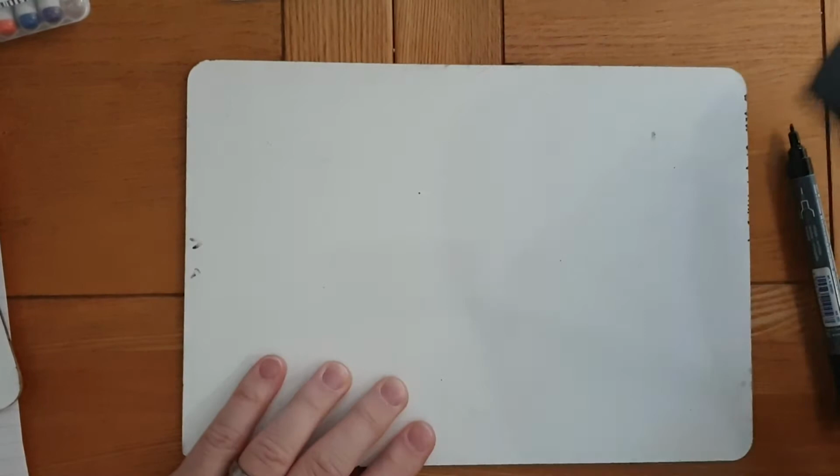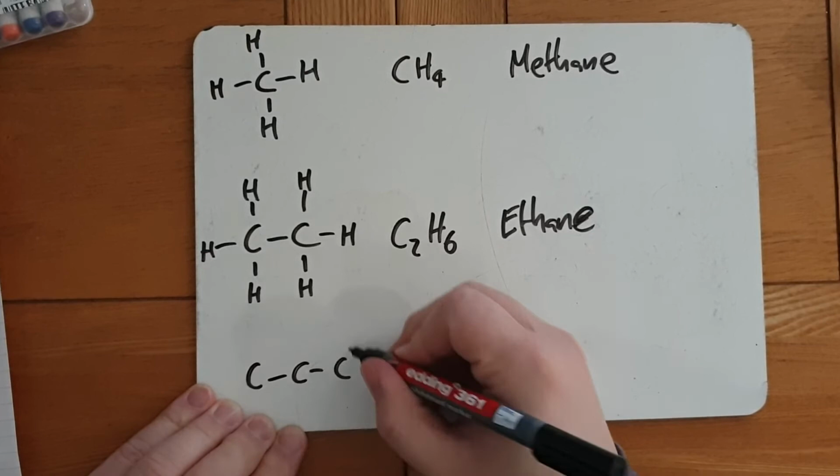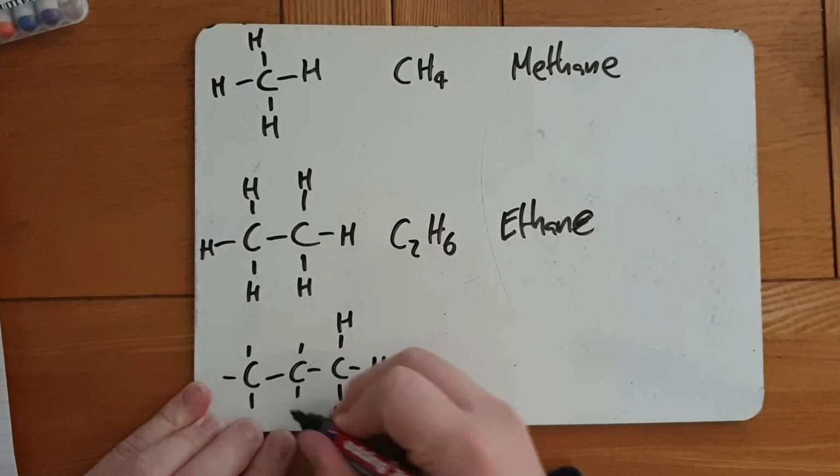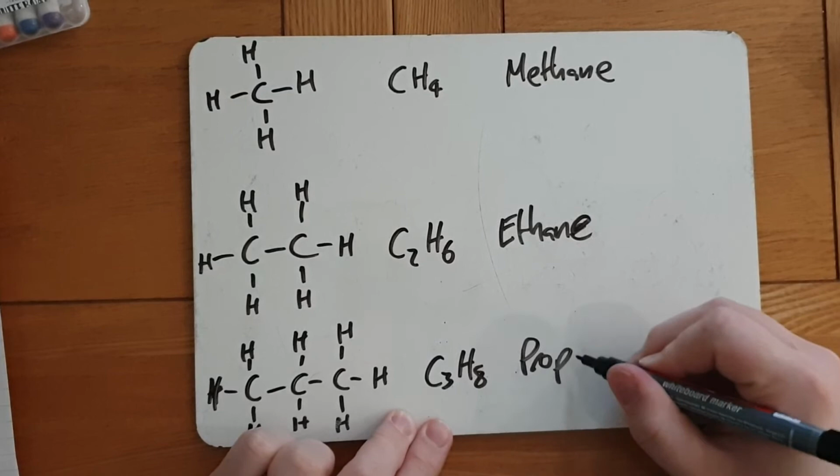So the next one is propane. So we've got 1 in the chain, 2 in the chain, so now we're going to have 3. 1, 2, 3. With the H's on here. H, H, H, H, H, H, H, H. So that is C3H8. And that is propane. So those are the first 3 alkanes.